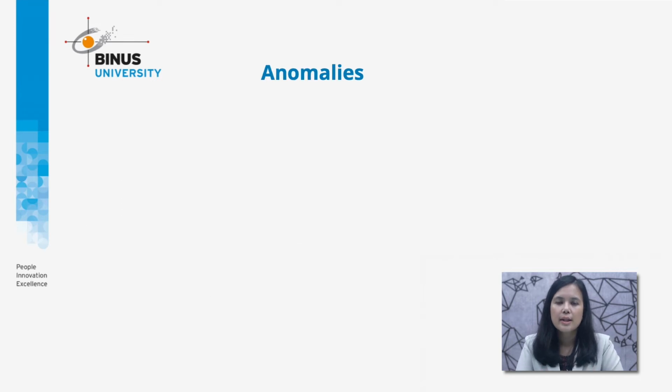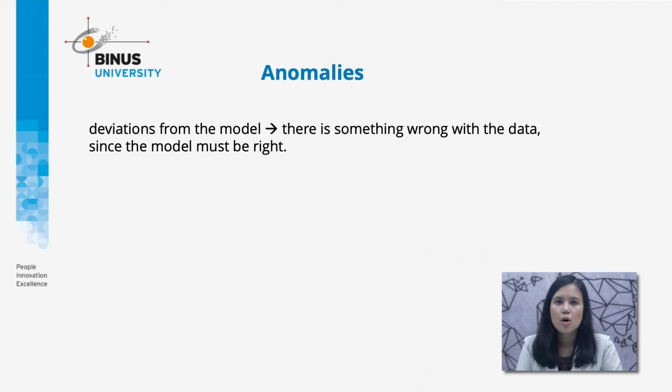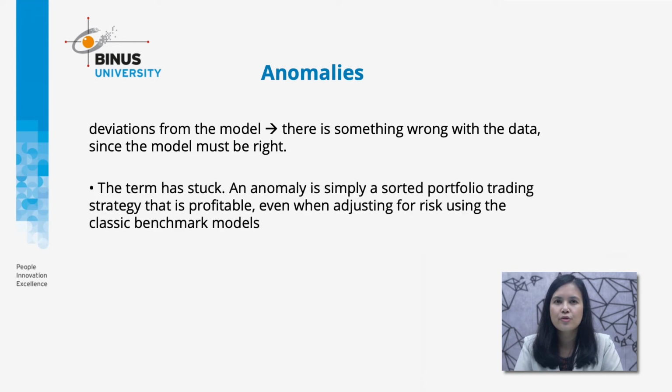A market anomaly in a financial market is predictability that seems to be inconsistent with theories of asset prices. It is deviations from the model, or there is something wrong with the data, since the model must be right. An anomaly is simply a sorted portfolio trading strategy that is profitable, even when adjusting for risks using the classic benchmark models such as CAPM and the Fama-French model. Common market anomalies include the small cap effect and the January effect, for example.